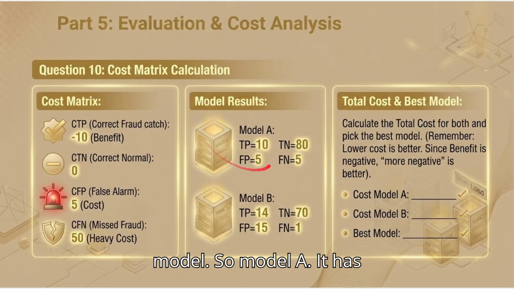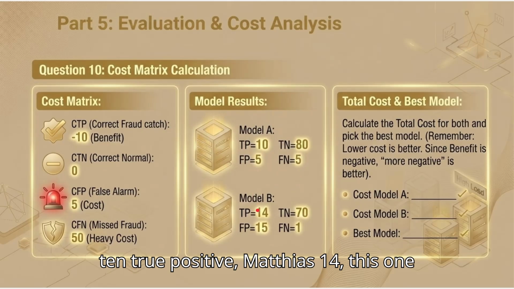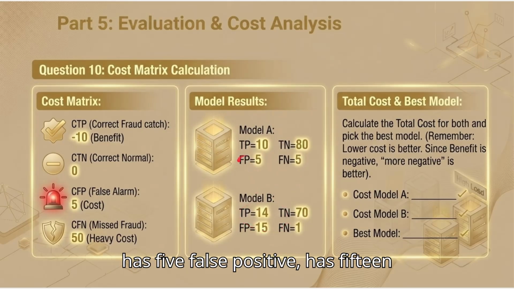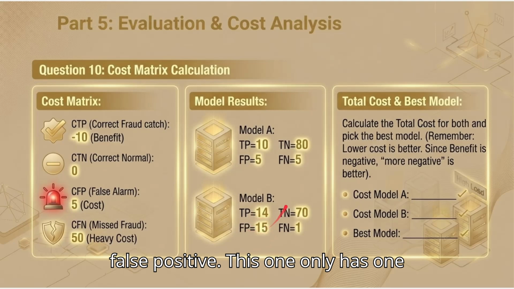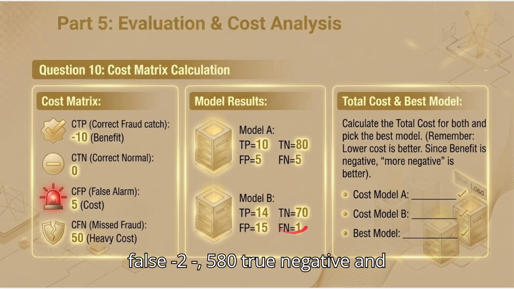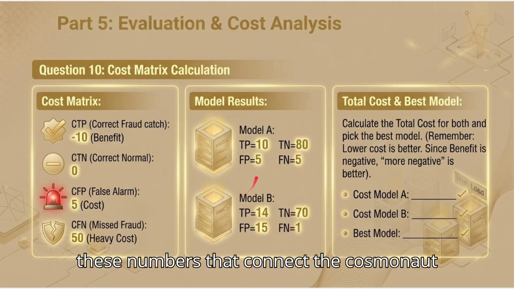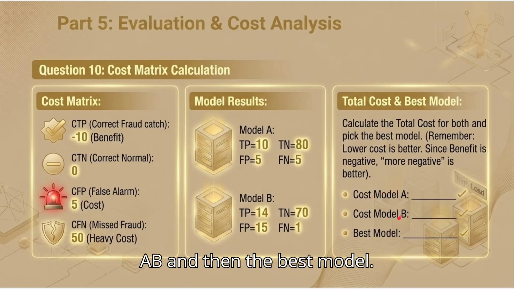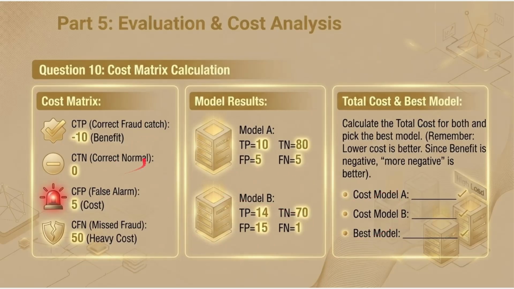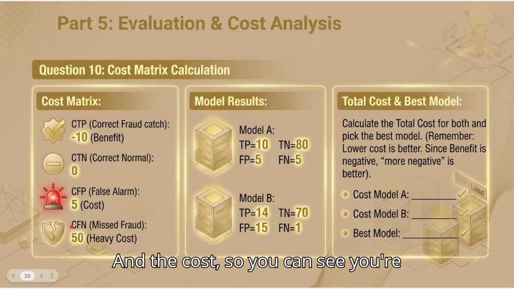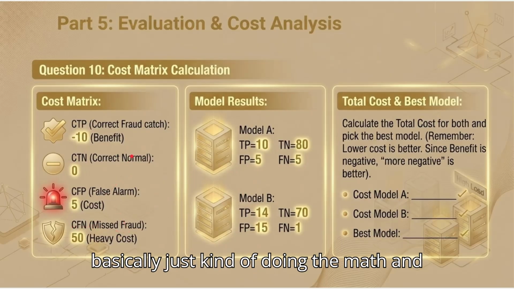So let's look at the models and the cost matrix. Model A has 10 true positives, model B has 14. This one has 5 false positives, this one has 15 false positives. This one only has 1 false negative, this one has 5. 80 true negatives and 70 true negatives. So make sure you use these numbers. Calculate the cost of model A, model B, and then the best model. You're basically just doing the math and plugging it in.